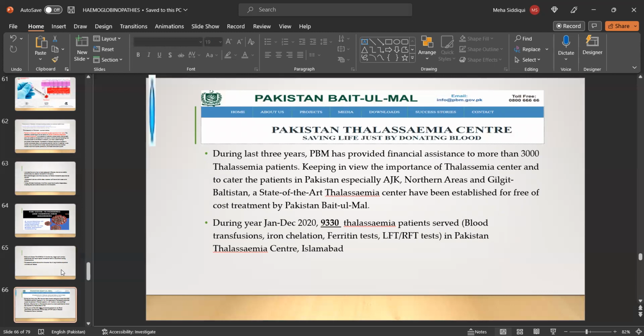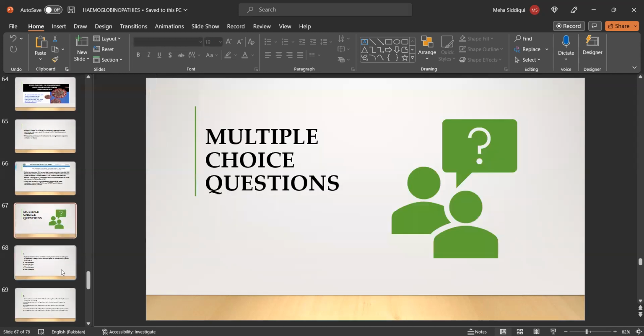Pakistan Thalassemia Center. During the last few years, it has provided financial assistance to more than 3,000 thalassemia patients, keeping in view the importance of the Thalassemia Center and to cater to the patients in Pakistan, especially Kashmir, northern areas and Gilgit-Baltistan. The Thalassemia Center has been established for free of cost treatment by Pakistan Baitul Mal, and during the year 2020, 9,330 thalassemia patients were served in Pakistan Thalassemia Center, Islamabad.